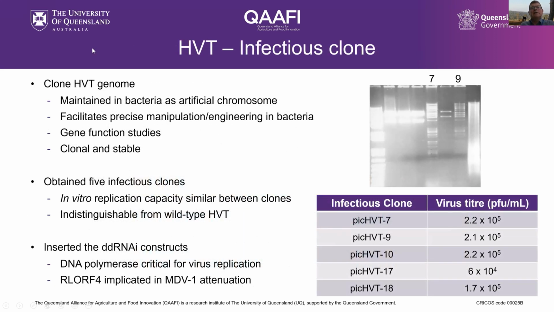So how do we get that in there? In my lab, we've worked on infectious clones for herpes viruses. This is a process whereby we make a copy of the virus, which is maintained in bacteria. There are a number of reasons we do this. It facilitates precise manipulation and engineering of the virus.